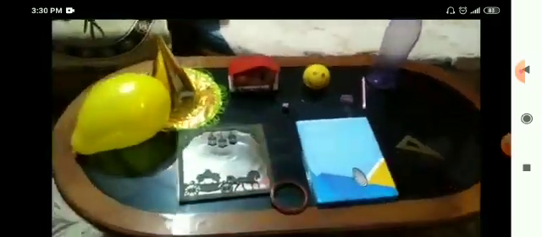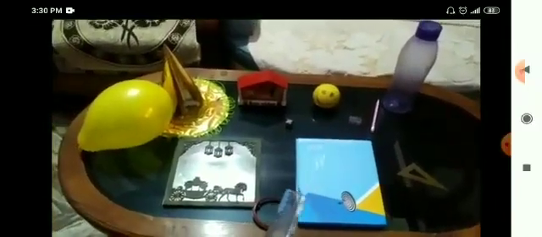Now you tell me, do you know about these shapes? Can you tell me? Anyone? Do you know which shape it is? Water bottle? Do you know which shape it is? This is a ball. Do you know which shape? No. Okay, no issue. I'm going to tell you about the shapes. Then you tell me which shape these are.